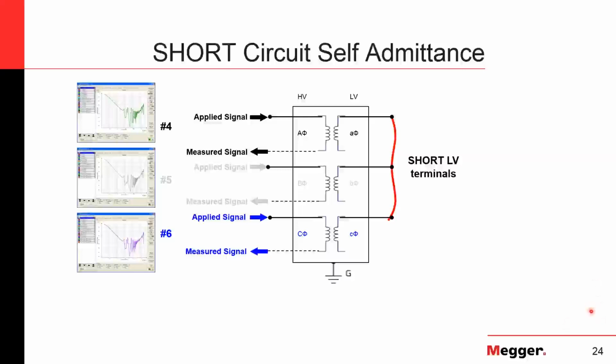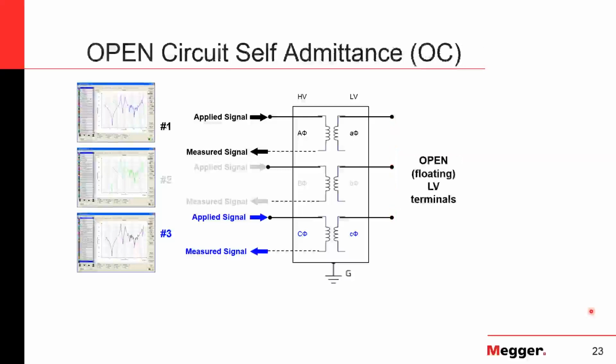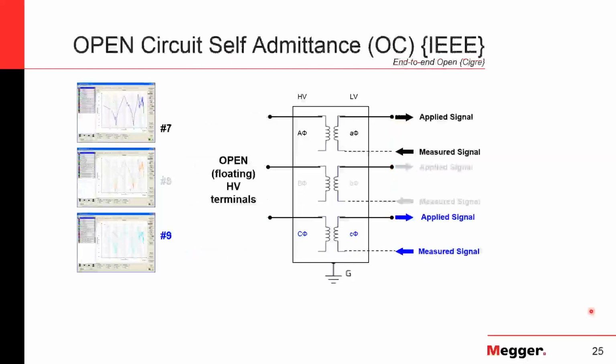And I would say the nice thing about the SFRA is the actual test time is pretty quick. Ours goes out in about 45 seconds, you get a response. But the connection is what takes the main amount of time, because you've got to go to the different bushings and you've got to ground everything out and be careful on your connections there.